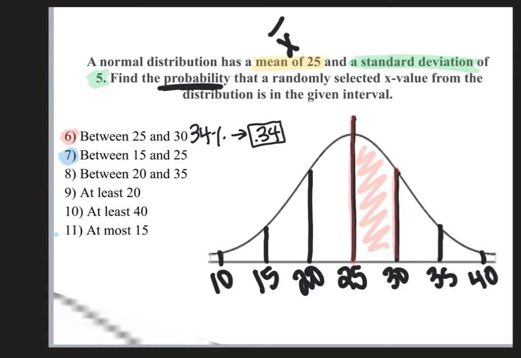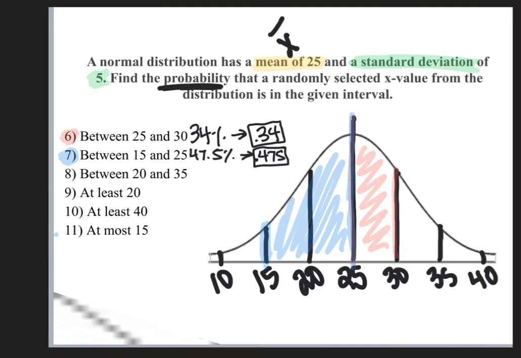Okay? So same thing for number 7. Now I'm going to go between 15 and 25. So 15 is here, 25 is here. So in between, I'm adding my 34 and my 13.5. So 34 plus 13.5 is 47.5. So 47.5% of my data lies between those 2 that I shaded in blue, but the probability is 0.475, and that is my answer.